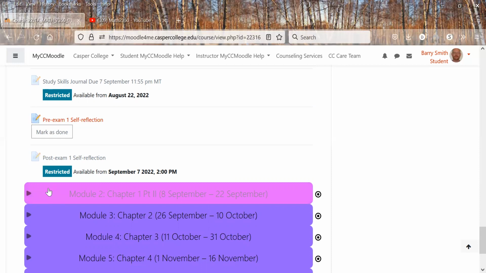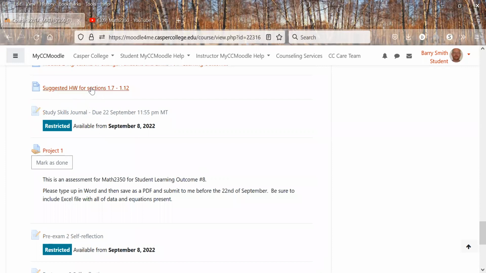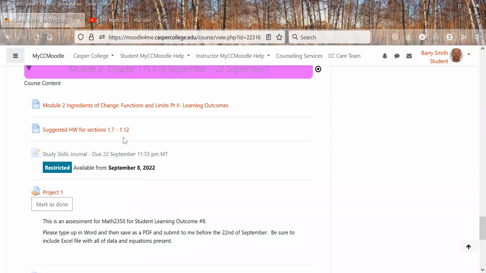So here we have Module 2: same thing, study skills journal, suggested homework. But here we have a project. This is tied to learning outcome 8 for students, and you need to get it done by the 22nd of September. You might want to start looking at it early, because we're going to use everything we learned in chapter 1 to work on that project. It's basically analyzing data that you collect or find on the web.